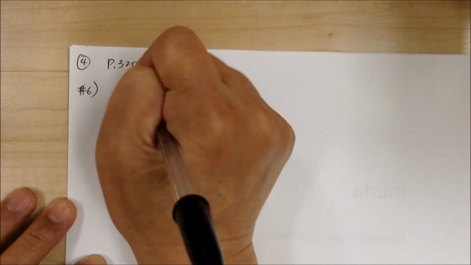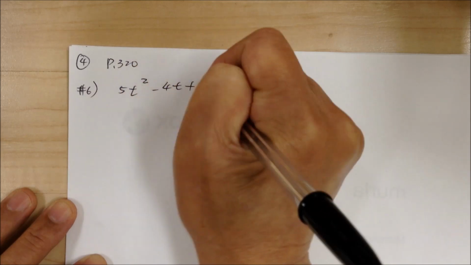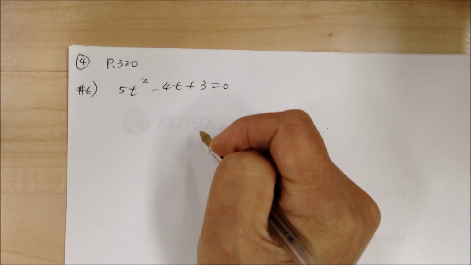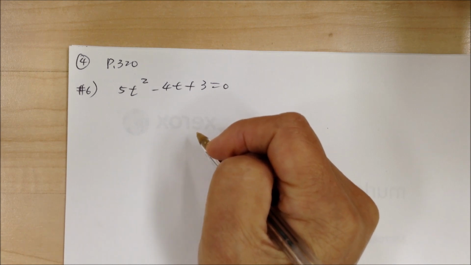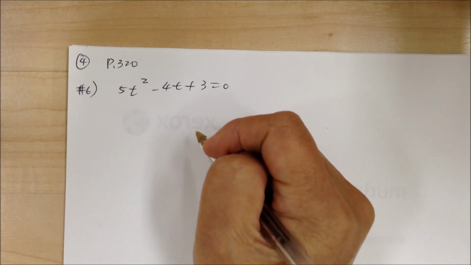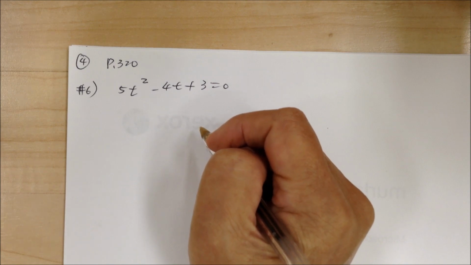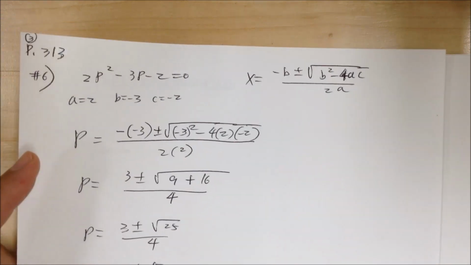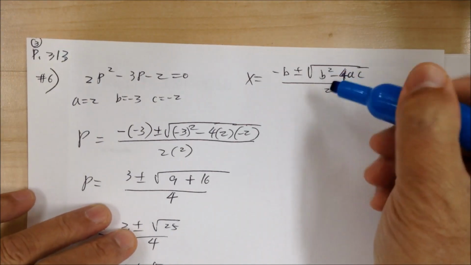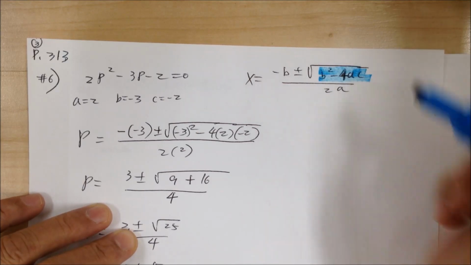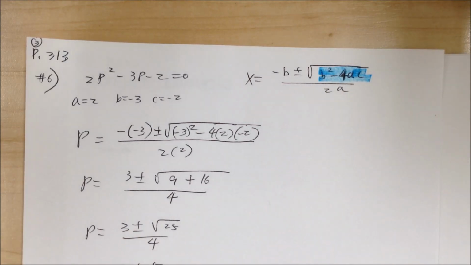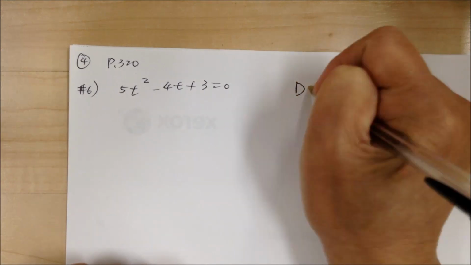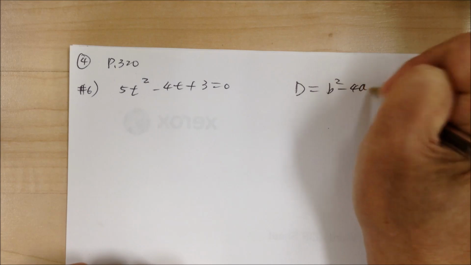Okay, so you got 5t squared minus 4t plus 3 equal to 0. This one you want to determine the nature of its roots. Okay, a calculator may be useful. So what you want to do is you need to go and find out the discriminant. Okay, because remember your formula. So this part over here, that's your discriminant. That's the D. Okay, so that will tell you what kind of answer you're going to get. So D equal to b squared minus 4ac.